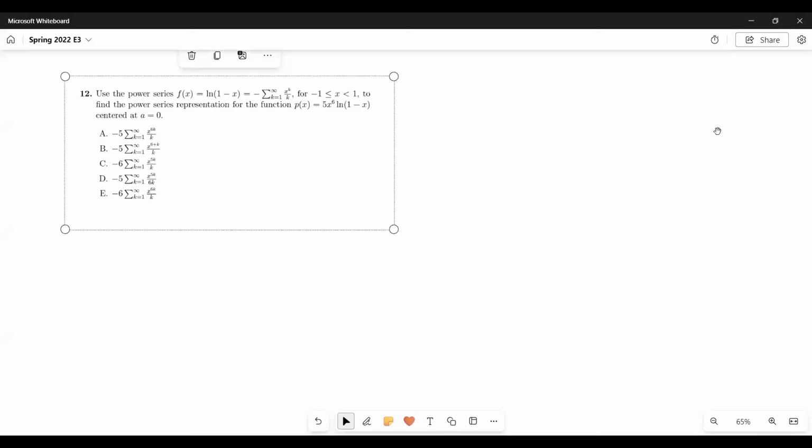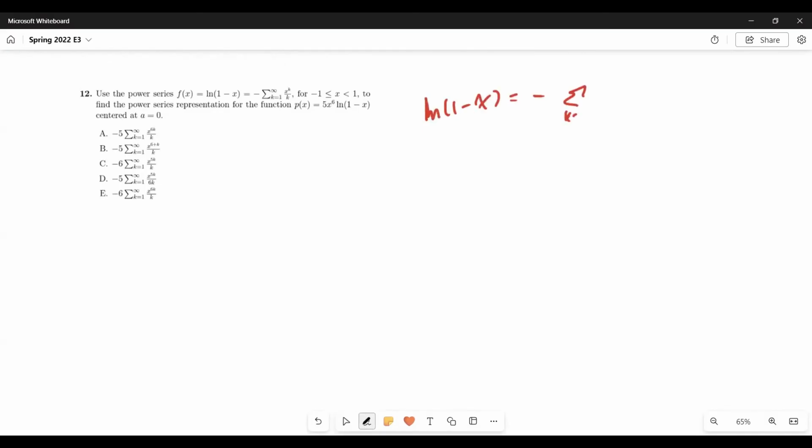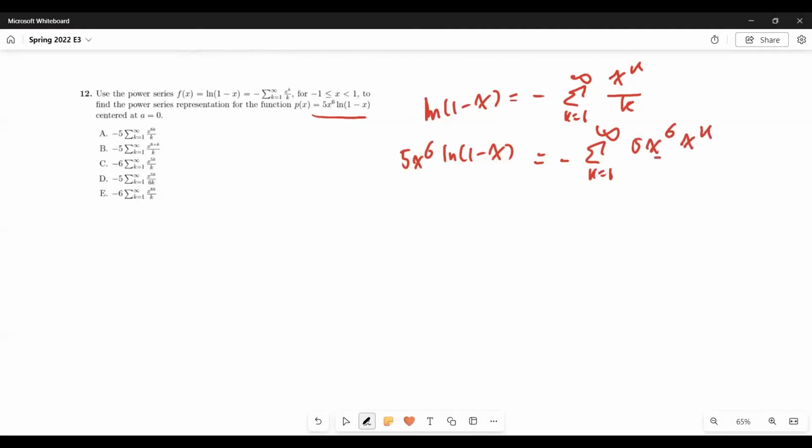Okay, this question asks us to use the power series to find the power series representation for the function 5x to the 6th ln of 1 minus x. So we are given ln of 1 minus x. Thankfully, we are given that as negative the sum from k equals 1 to infinity of x to the k over k. Okay, so if you want to make it into 5x to the 6th power, you can just multiply, right? So 5x to the 6th ln of 1 minus x is equal to negative the sum from k equals 1 to infinity of 5x to the 6th times x to the k over k.